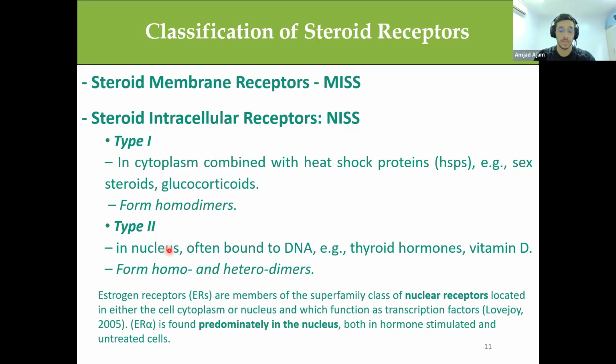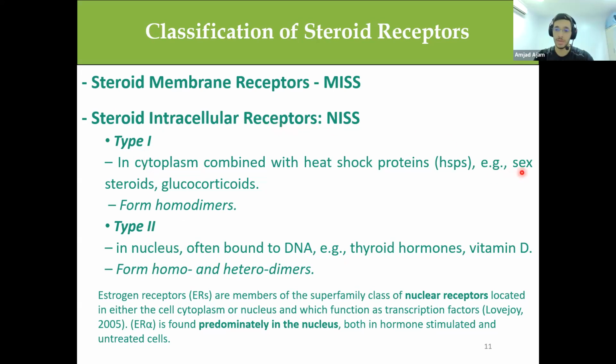Type 2 is only present in the nucleus. It's often bound to DNA, which makes sense because if the receptors are in the nucleus, it's mostly bound to the DNA. And you have to know the examples. We have thyroid hormone and vitamin D. So what does that mean? Meaning when thyroid hormones enter the cell, they will directly go to the nucleus in order to bind to the receptors, which are type 2 steroid intracellular receptors.